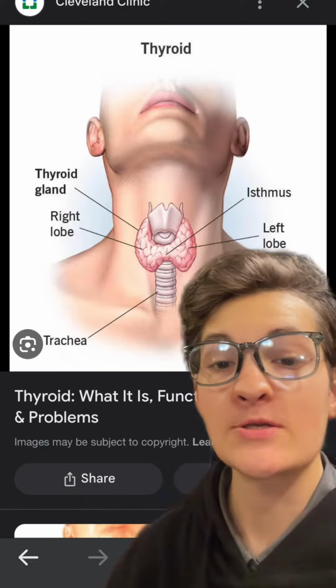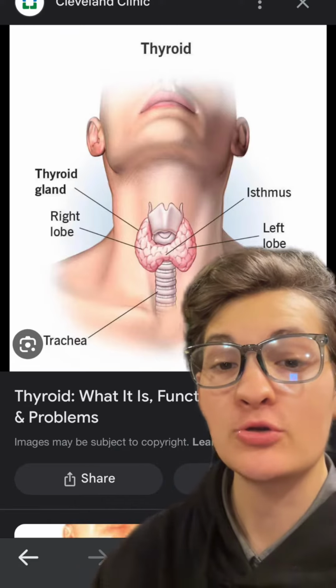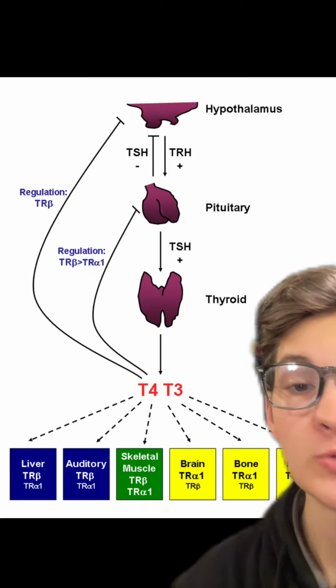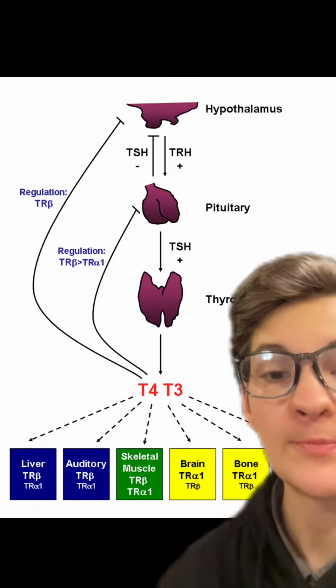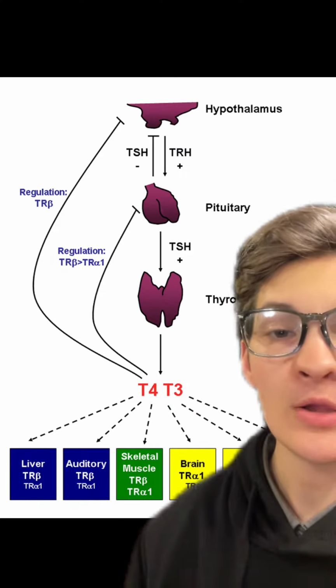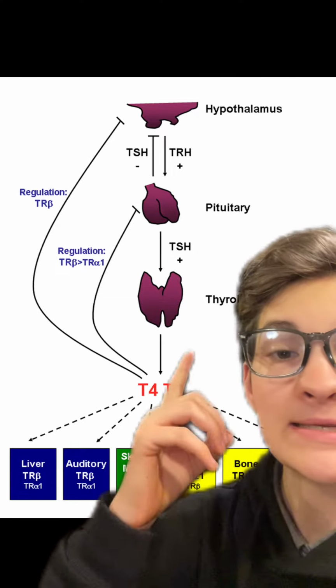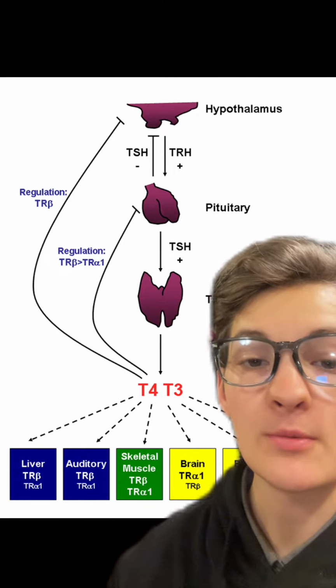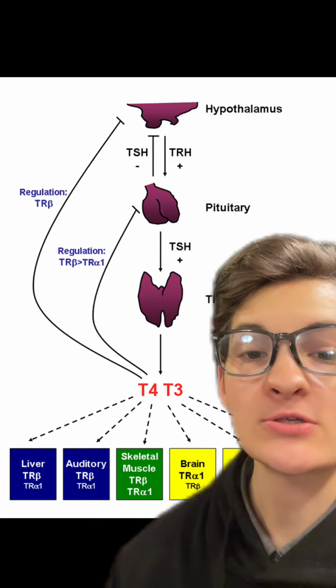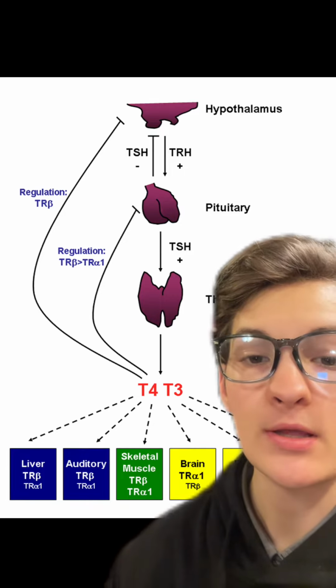The thyroid gland is best described as a butterfly-shaped gland in your neck. The thyroid produces two main hormones, T4 and T3. The production of these two hormones starts in the hypothalamus, which is a small region of your brain. The hypothalamus releases TRH, or thyrotropin-releasing hormone. This travels through a specific vascular system connected to the pituitary gland.